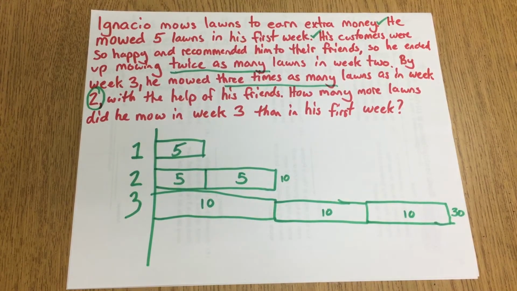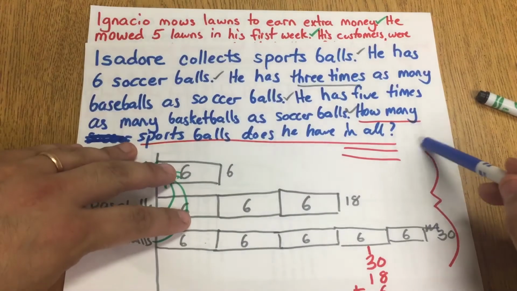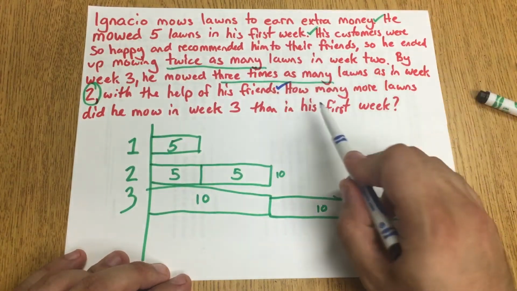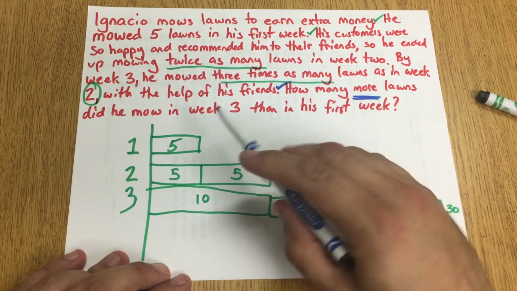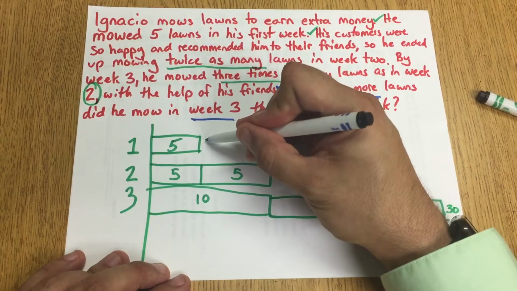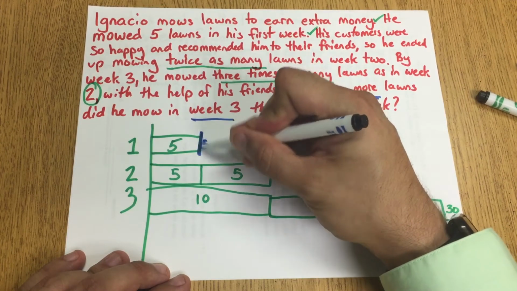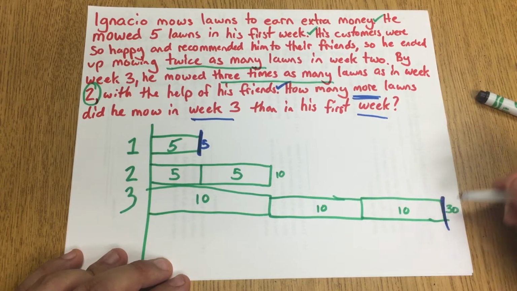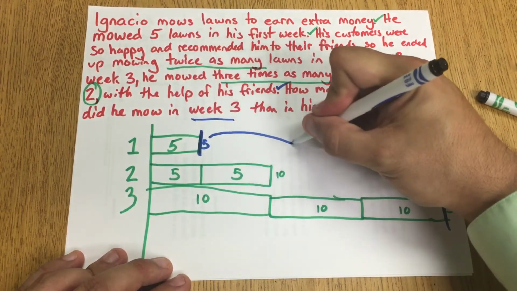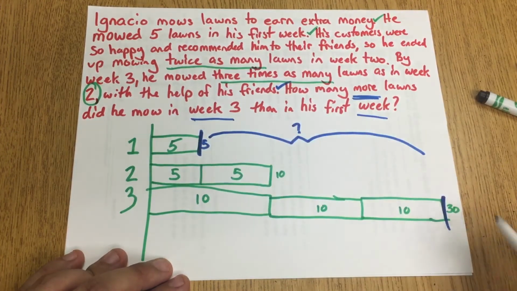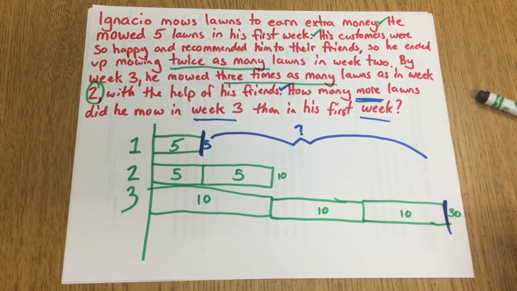So now let's look at what the question is asking, because this is now getting a little different. Before we were adding them up to find the total. Now let's see. How many more, oh, we finished that sentence. How many more lawns did he mow in week 3 than in his first week? So in his first week, we know that he mowed 5 lawns right over here. But in his third week, he mowed 30 lawns. So what I need to figure out is the difference between week 1 with 5 and week 3 with 30.